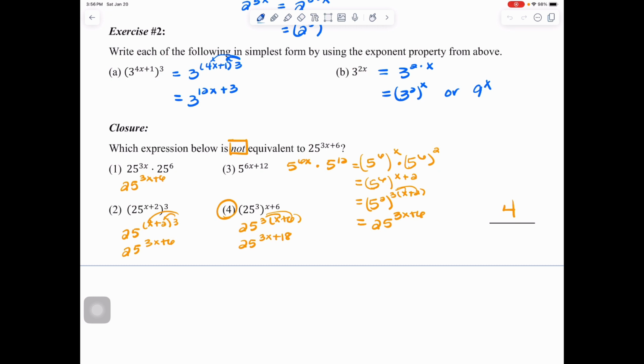In number 3, I have 5 to the 6x plus 12. That does not match the base of my original expression. So you can see what I did on the side. Since this has a plus sign between the 6x and the 12, I know this exponent rule was multiplication. They were added together. So this problem becomes 5 to the 6x times 5 to the 12th. So then I realized that's really the same as 5 to the 6th raised to the x power, right?